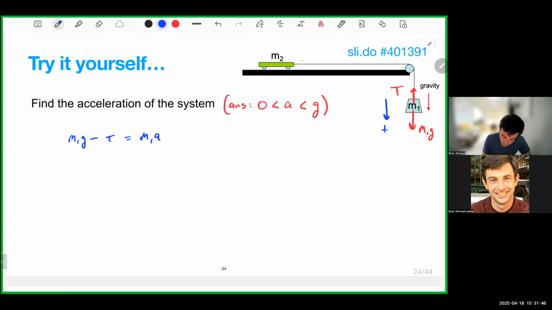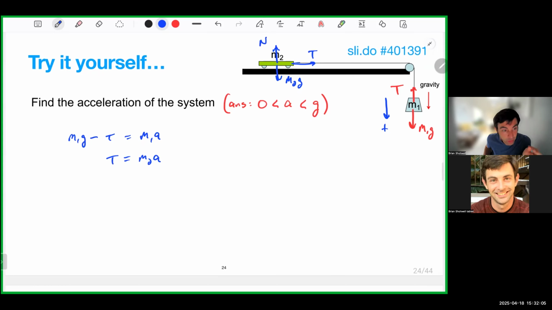So then if we focus on M2, it's the tension. So on M2, there's really M2G in the vertical direction. There's a normal force upwards. But if we just focus on the horizontal direction for M2, we have tension is equal to M2A.